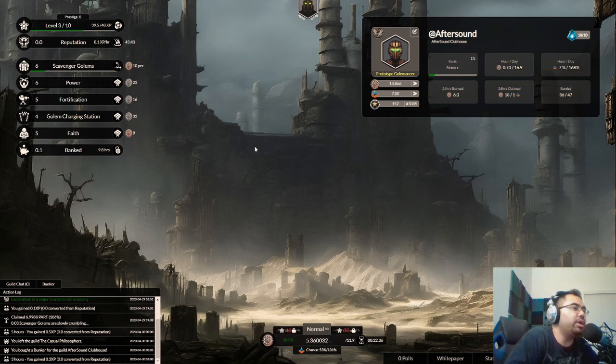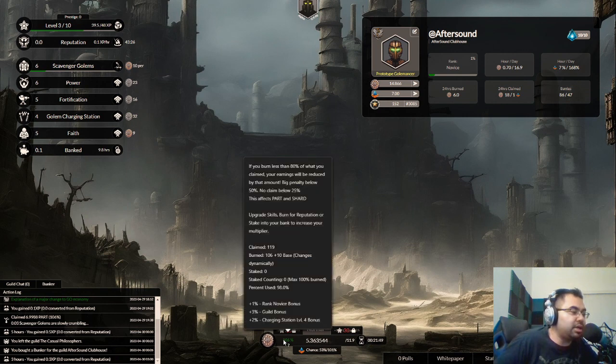One thing that I've been constantly talking about is the inflation issue. This is infinitely inflationary, and we just recently moved the minimum burn from 75% up to 80%. Let's see if that's in-game now. Yep. So now if you burn less than 80% of what you claim, your earnings will be reduced by that amount. Big penalty below 50% and no claim below 25%.